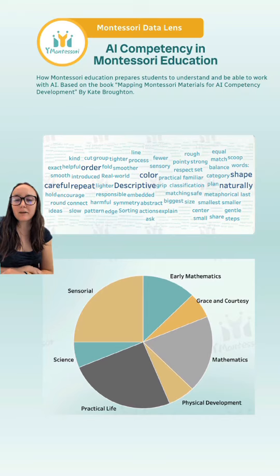Moving down to the curriculum area pie chart, we can see that around a quarter of these lessons feature sensorial factors, followed by practical life, and then mathematics and early mathematics also take up a large chunk.